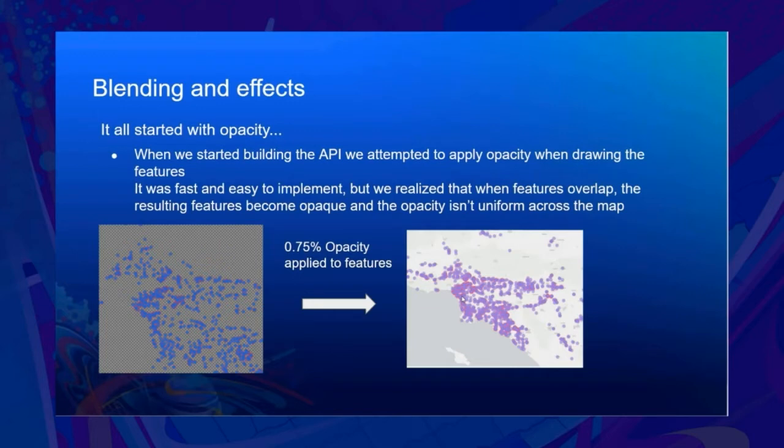The reason for that being that in areas where features overlap, the opacity is changing. And of course, the more features overlap, it becomes more and more opaque. And if, let's say, a user wanted 50% opacity in an area which is very dense and features really overlap, it ends up being completely opaque. So that is really not the desired outcome.